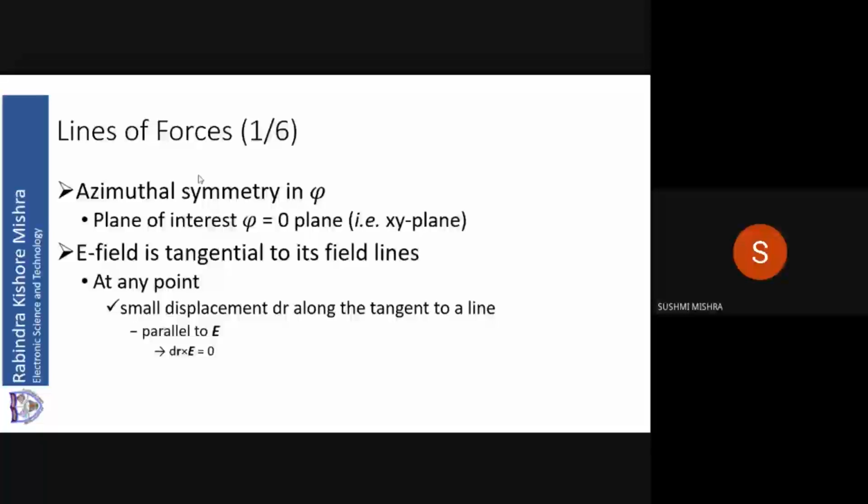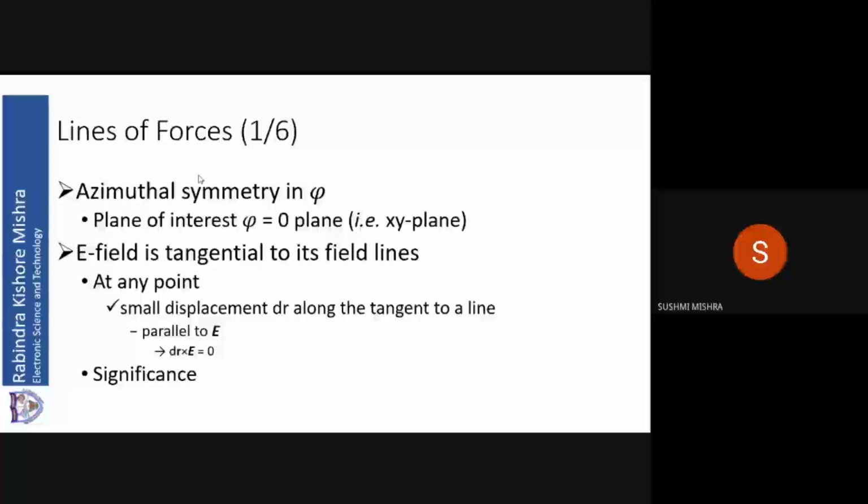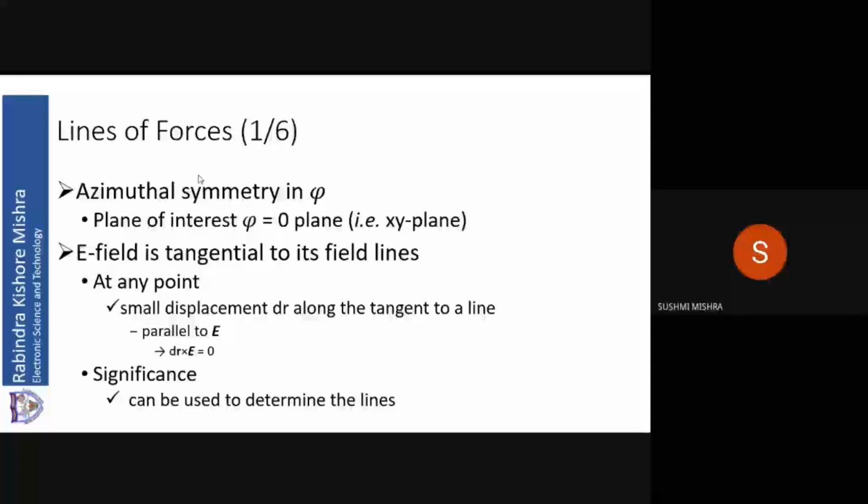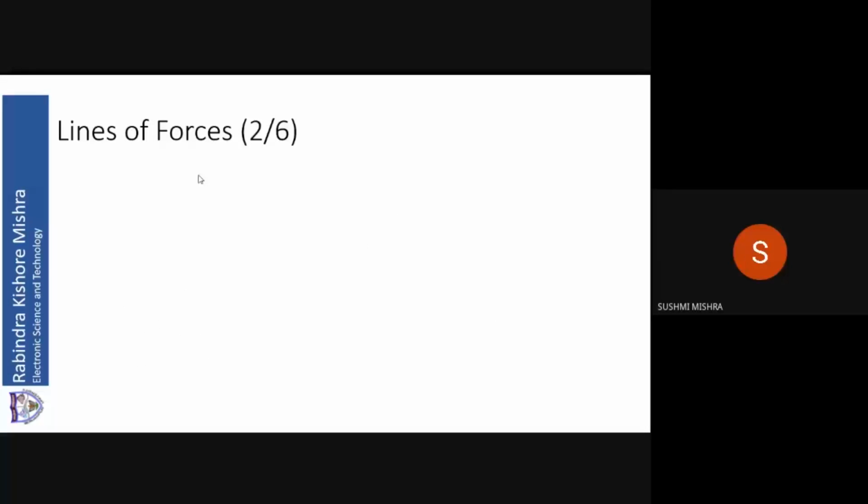So if this is parallel to E, then dr cross E is equal to 0. Two parallel vectors, their cross product is 0. So at any point, dr cross E is equal to 0. What is its significance? The significance is that we can now use this property to determine the lines of forces. This is the significance of knowing that E and its lines of forces are tangential to each other.